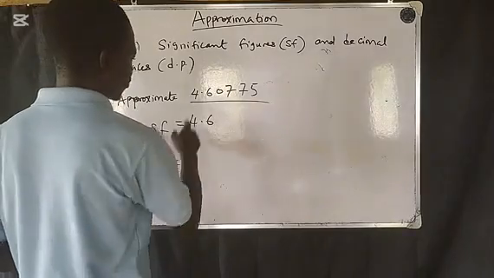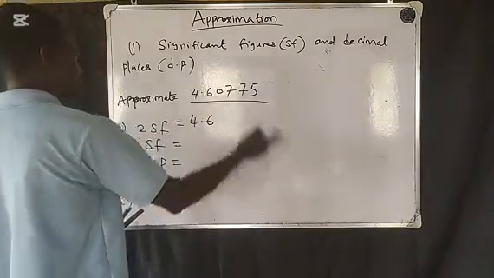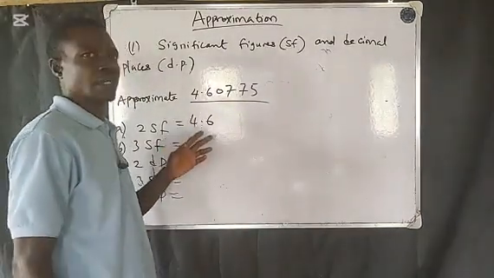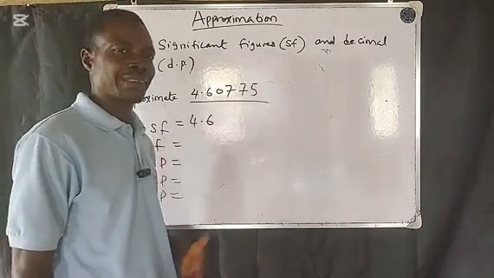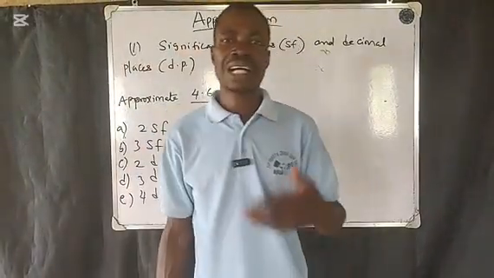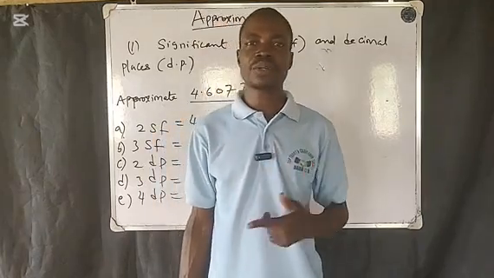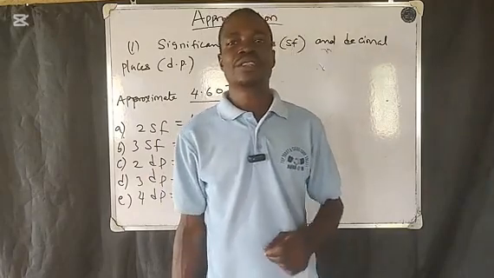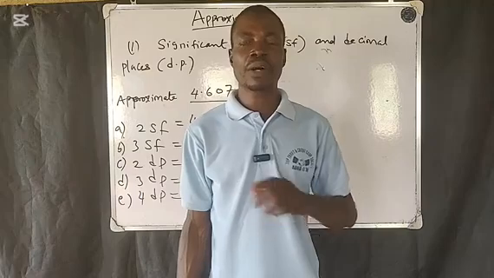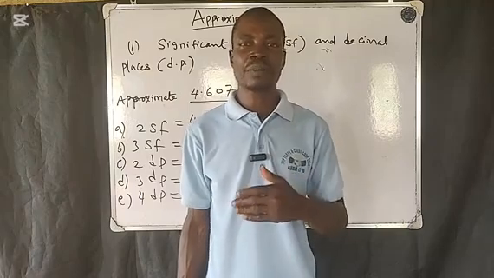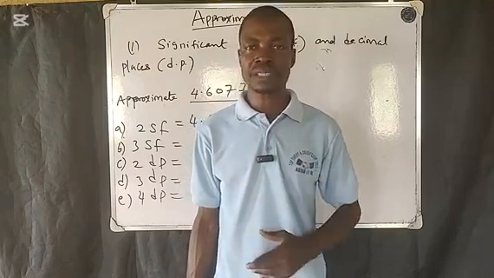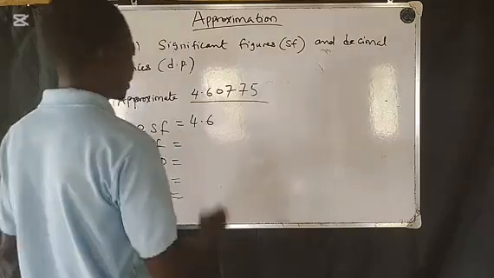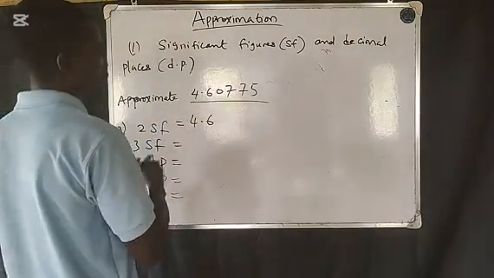We start counting from the first non-zero digit, from the beginning of the number. When it comes to significant figures, you start counting from the first non-zero digit, from the beginning. But when it comes to decimal places, you start counting from after your decimal point. Now, 2SF, you start counting from the first non-zero digit from the beginning.